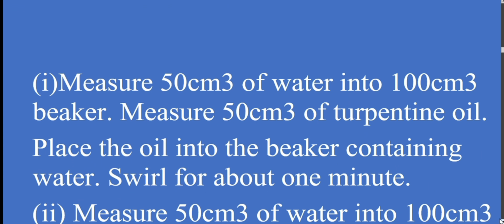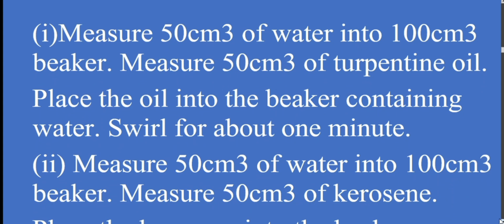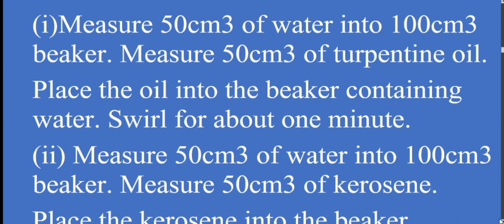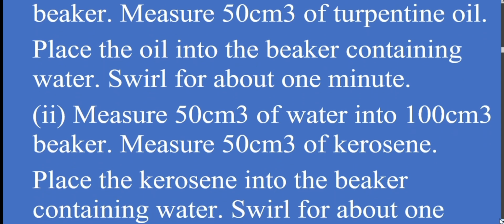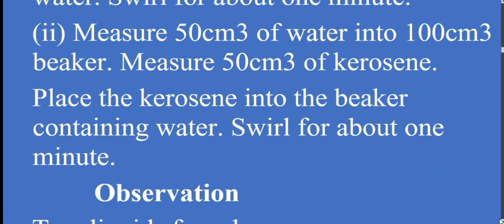Again, we measure 50 cubic centimeters of water into a 100 cubic centimeter beaker. Then we measure 50 of the turpentine oil and place the oil in the beaker containing water. Then we swirl for about 1 minute and let it settle. Then again we measure 50 of water into a 100 cubic centimeter beaker, and we measure 50 cubic centimeters of kerosene. We place them in one beaker, swirl, and let them settle.